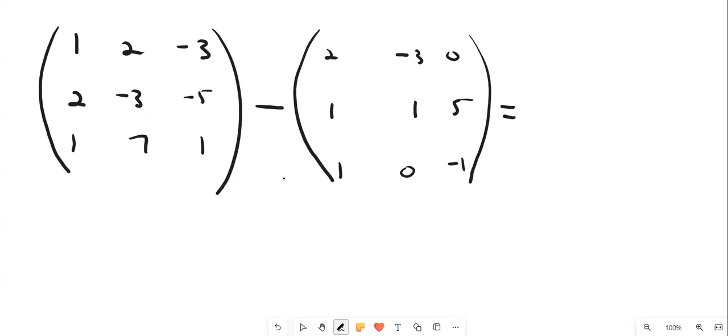And what do you do now? You subtract corresponding elements, right? You take 1 and you subtract 2. So you should get -1 here. You take 2 minus 3, which should give you 5. And check to see whether all these are true.